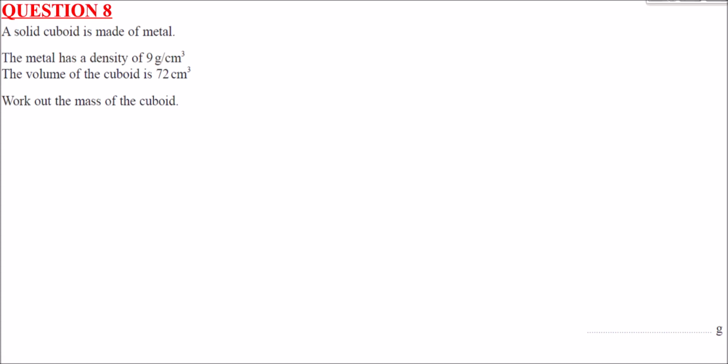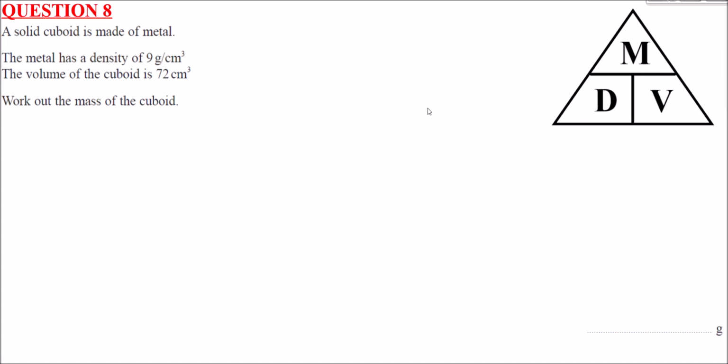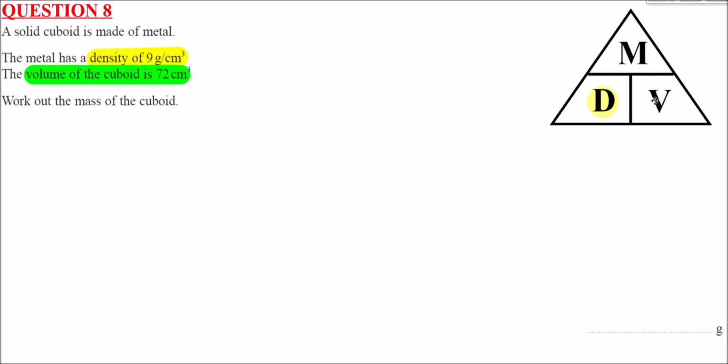Density is mass divided by volume, or as a formula triangle, like I mentioned, D, M at the top, V in the other corner. So we can just think about what we know and what we need to work out. So we're told the density. We know that's 9. The volume as well we know is 72. So I know V is 72. I want to work out the mass. So mass is on the top of the triangle.